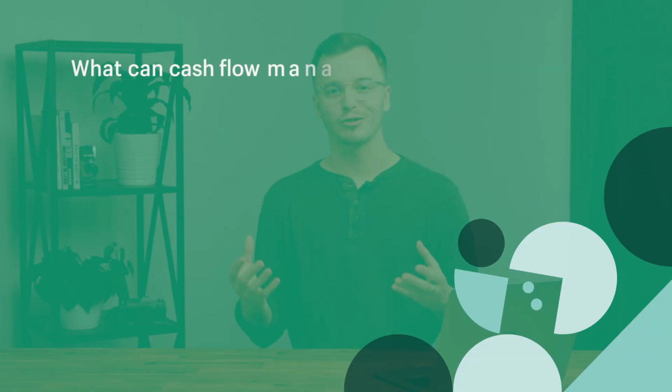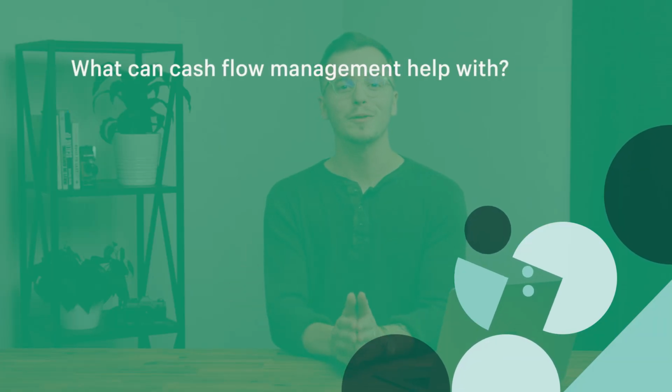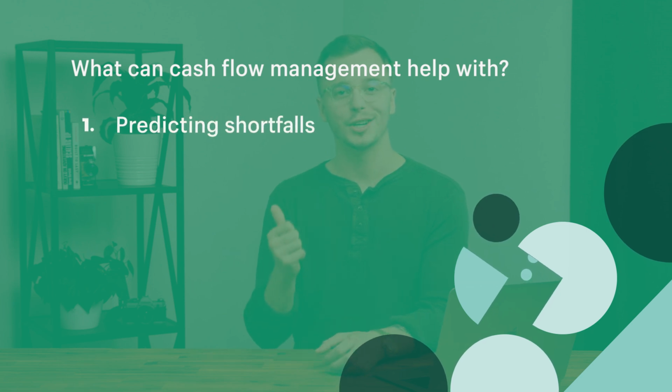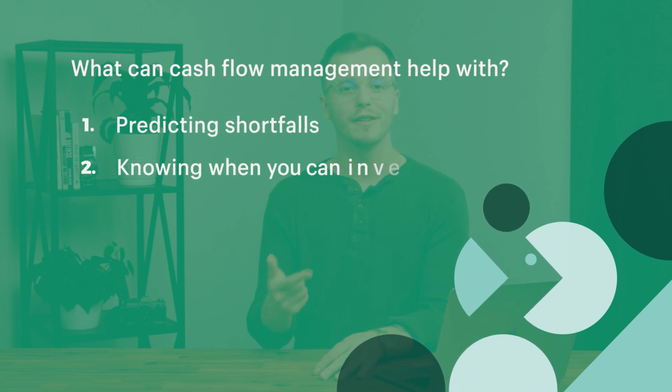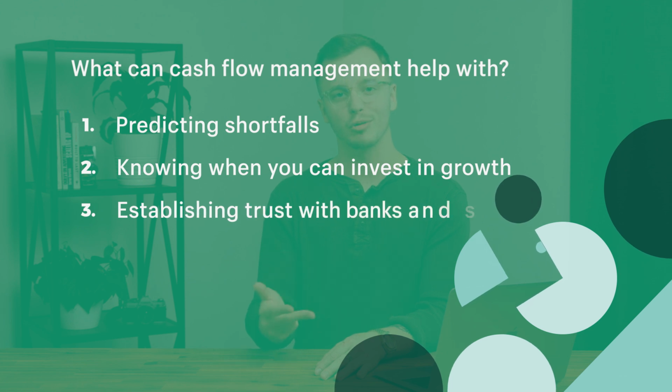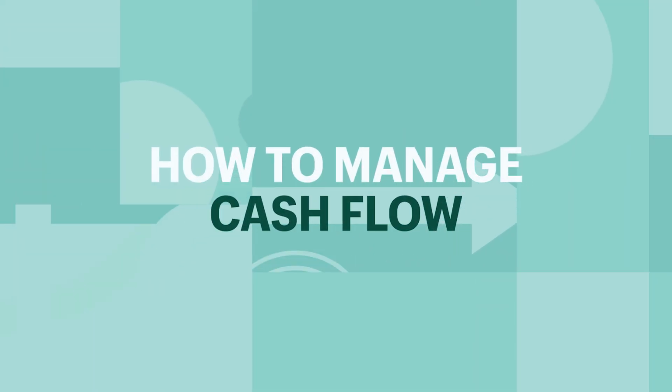So what can cash flow management help with? It can help with a variety of things, such as predicting shortfalls, knowing when you can invest in growth, and establishing trust with banks and suppliers. Cash flow is best managed with a cash flow statement, which shows where your company makes and spends its money. A cash flow statement has 4 parts.